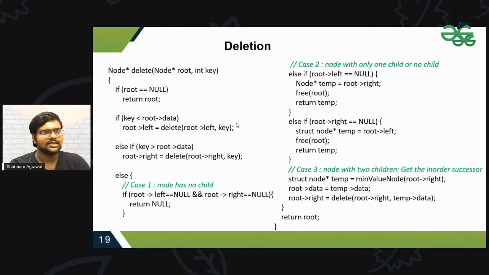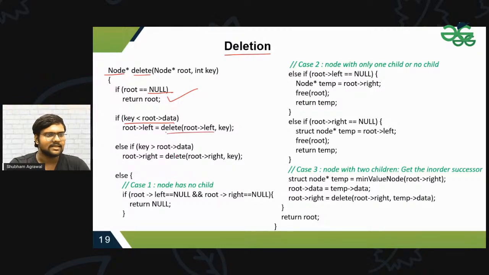Now let's see our deletion code. This is the code for deletion, in which we have a delete function. If the root is null, then we will just return. After that we will compare the data with the root node. If the root data is greater than the key, then we will delete from the left, otherwise we will delete from the right.